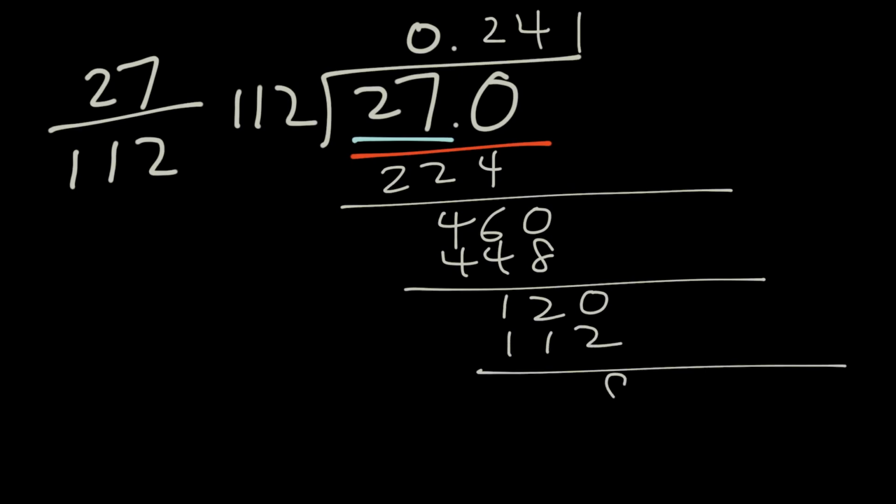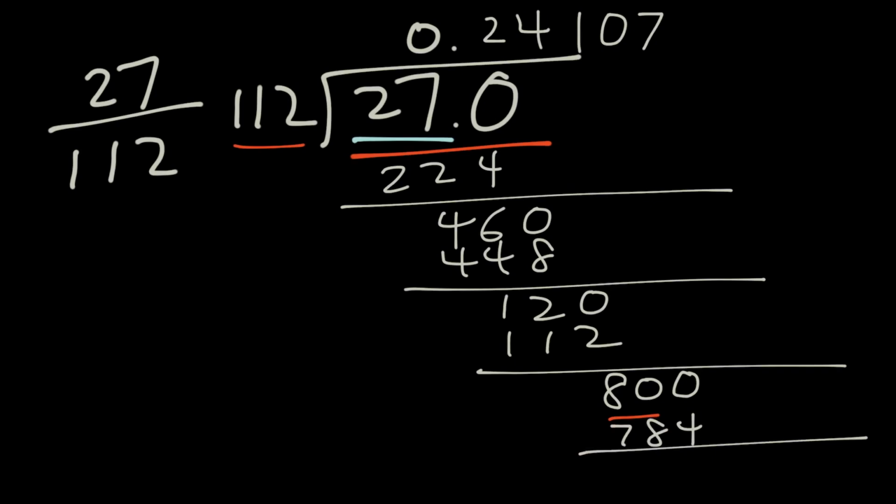112. 8. 80. 0. And then we'll bring down another 0 because 80 is not big enough to divide by 112. So with 800 divided by 112, we will have 7. 784. And that comes out to 16. We can tell that it's going to be a very long decimal answer.